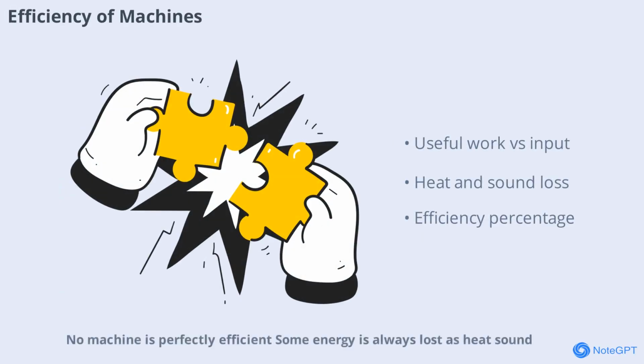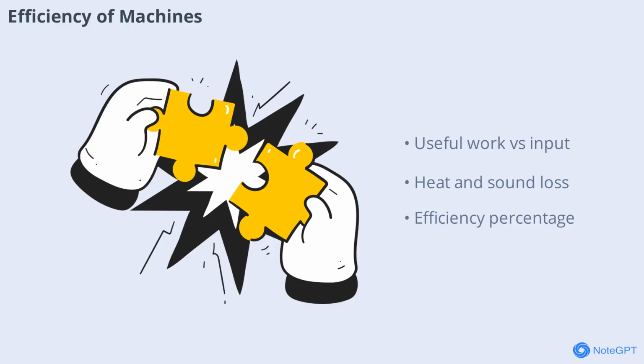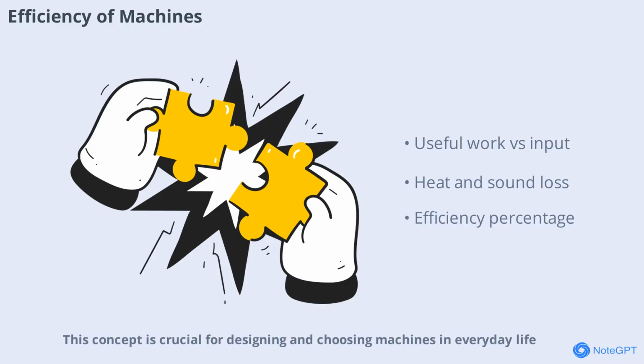No machine is perfectly efficient. Some energy is always lost as heat, sound, or vibration. Efficiency is the ratio of useful work output to total energy input, usually expressed as a percentage. The higher the efficiency, the better the machine converts energy into useful work. This concept is crucial for designing and choosing machines in everyday life.